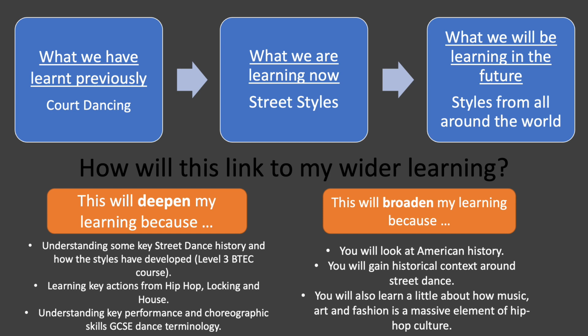So how will this link to my wider learning? This will deepen my learning because we will understand some key dance history and how the styles have developed, which is key if you're taking the level 3 BTEC course in the future. And we will be learning key actions from hip hop, locking and house. And we will understand key performance and choreography skills that will help us in the future if we were to take GCSE dance. This will broaden my learning because we will look at American history. We will gain historical context around street dance, and you will also learn a little about how music, art and fashion is a massive element of hip hop culture.